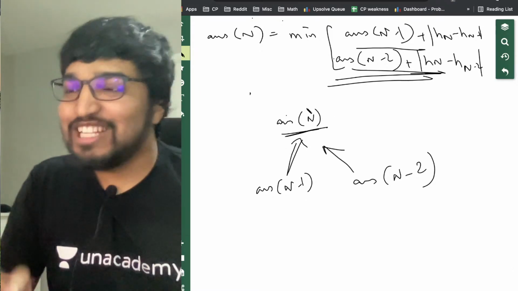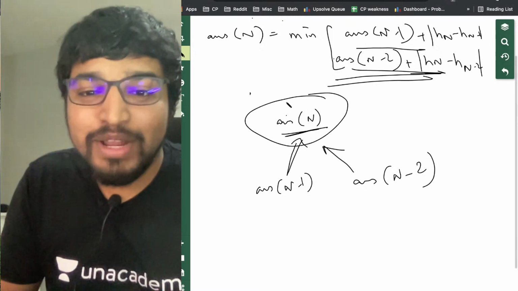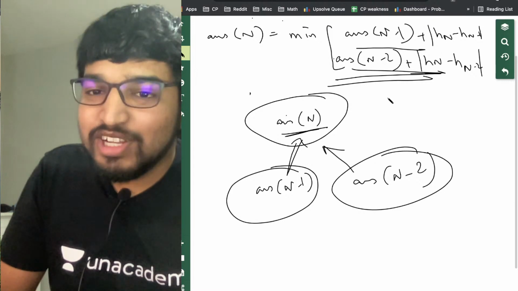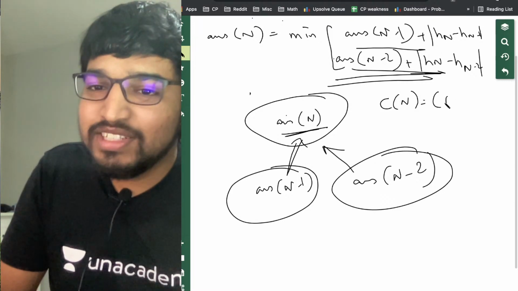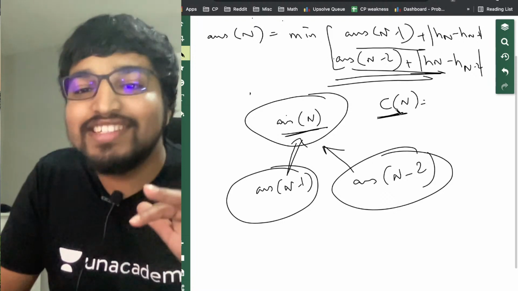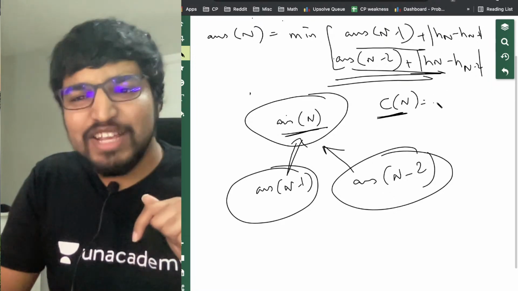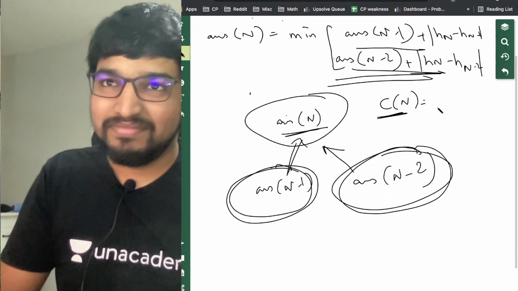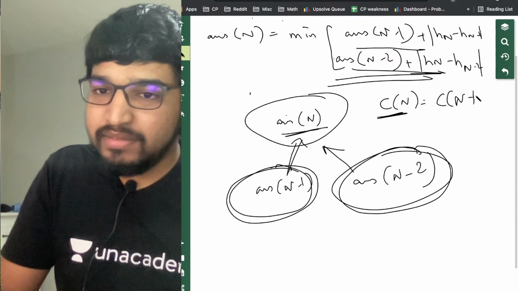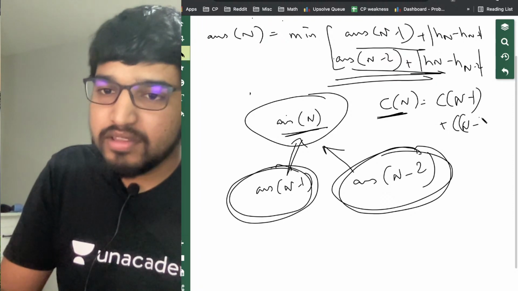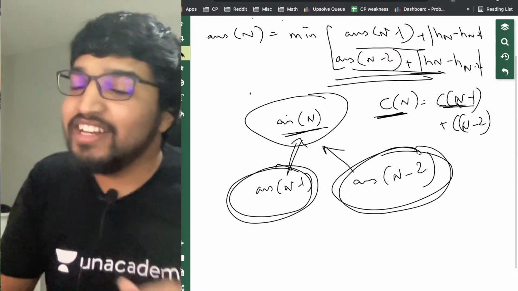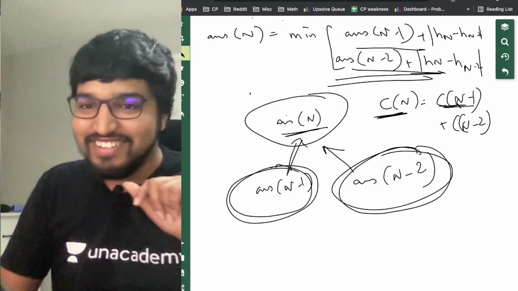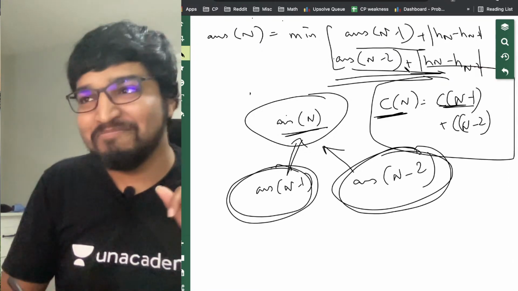So let's look at how many steps are going to happen. For computing n, you're computing both n minus 1 and n minus 2. So the number of steps to compute n, let's call it C of n, is equal to the number of steps to compute n minus 1 plus the number of steps to compute n minus 2. Correct? C of n minus 1 plus C of n minus 2. And similarly, C of n minus 1 is equal to C of n minus 2 plus C of n minus 3, and so on. Isn't this the recurrence of the Fibonacci equation?